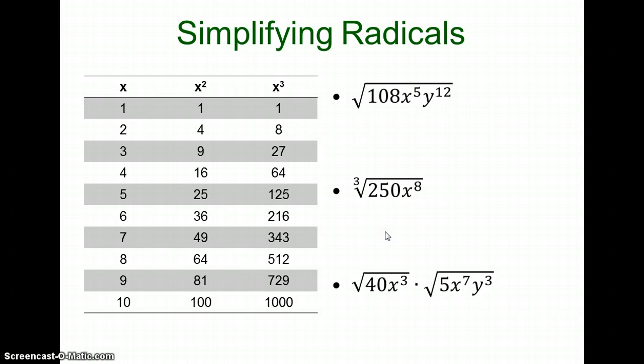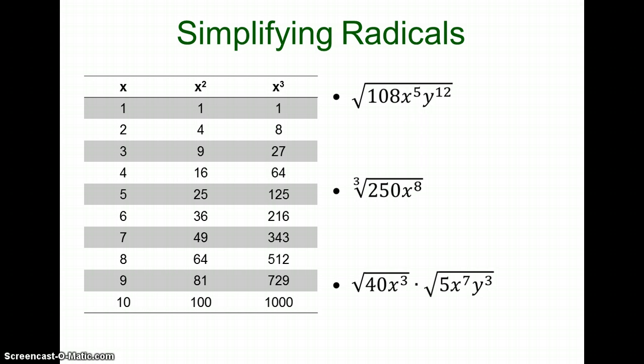Okay, so the first thing we're going to start out with is simply simplifying a radical expression. I've got a few different examples here that I'm going to work out for you. The first one being the square root of 108 x to the 5th y to the 12th. In any problem like this, we're going to break this into the individual pieces. So we're going to do the square root of 108, the square root of x to the 5th, and the square root of y to the 12th.